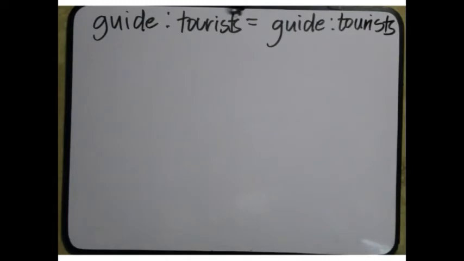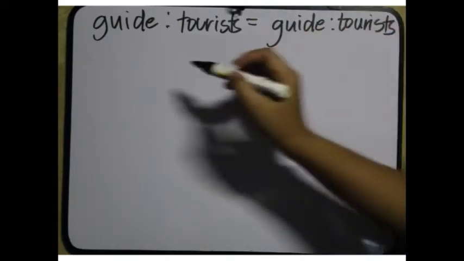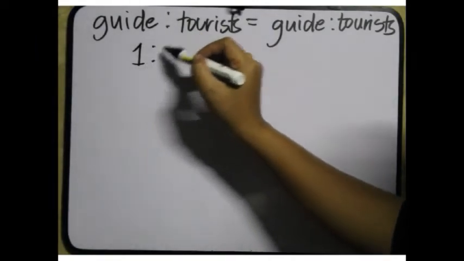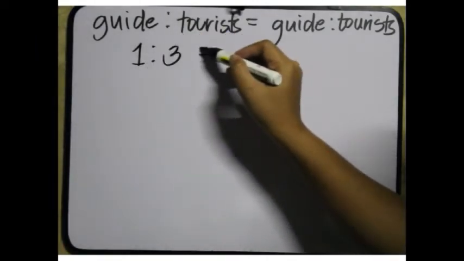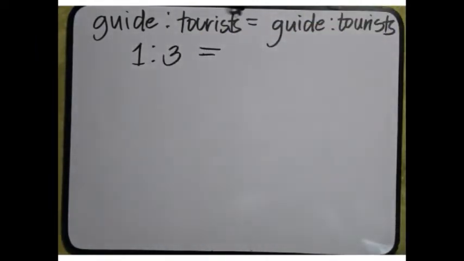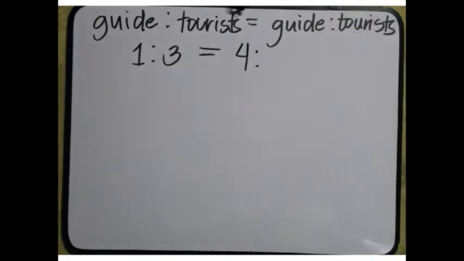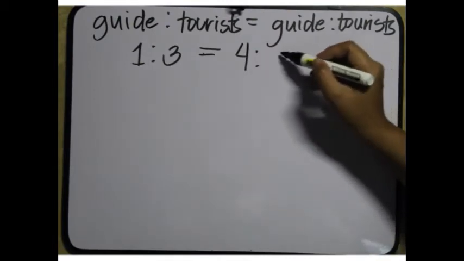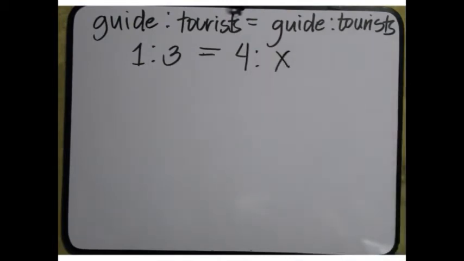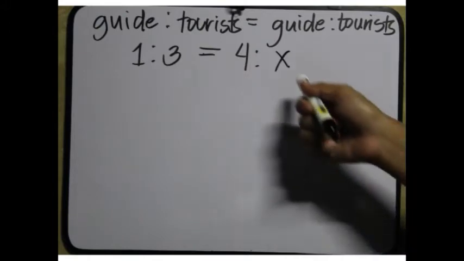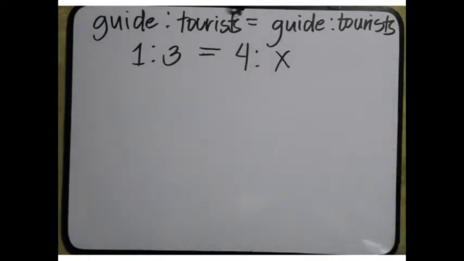Okay, so the first one, each guide goes along with 3 tourists. So one guide goes along with 3 tourists. If there are 4 guides, how many tourists would they bring? So we can write it as x. The missing number or the unknown variable is represented as the value of x.